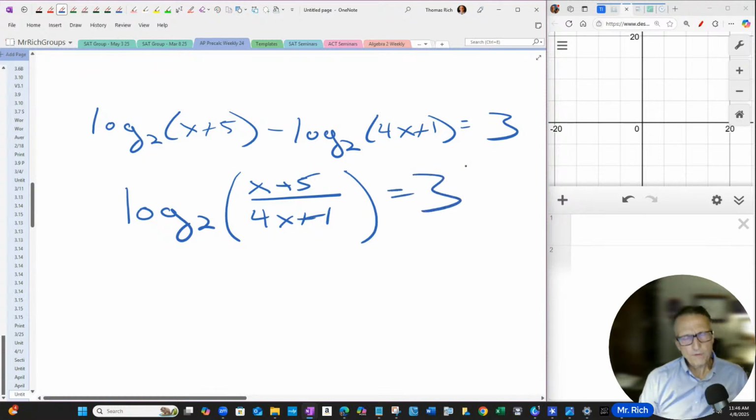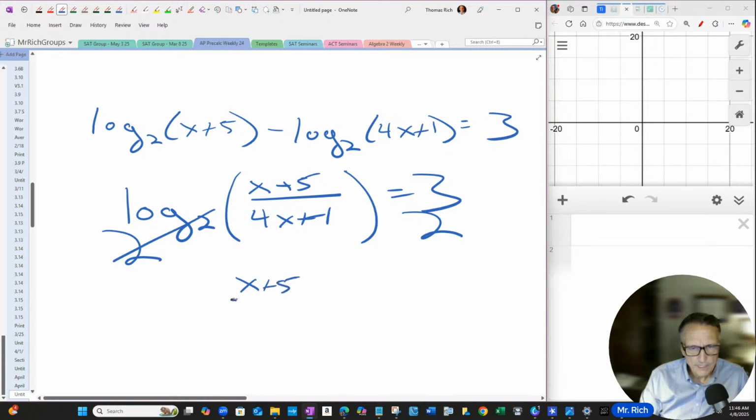Hopefully in your pre-calc class, you've learned that logarithms and exponentials are inverse functions. Therefore, to get rid of this log base 2, I'm going to use an exponential with a base 2. I'm going to exponentiate on both sides of the equation, raising a 2 power on both sides. When I do that, these 2 cancel each other out, and the left-hand side of my equation becomes the argument of the logarithm. And over here, I have 2 to the 3rd, which is 8.